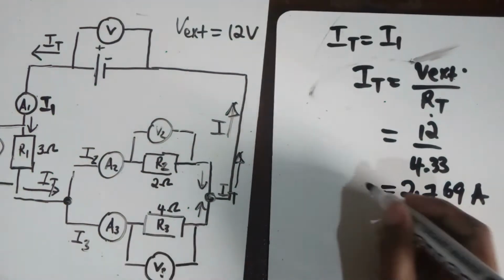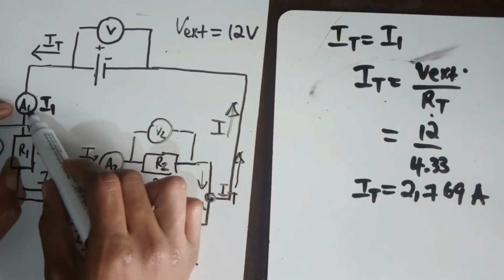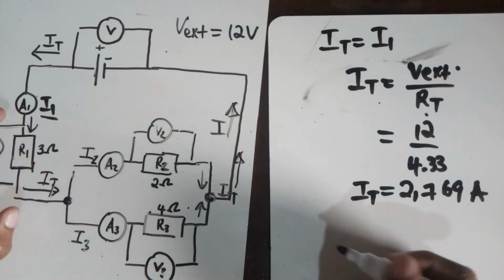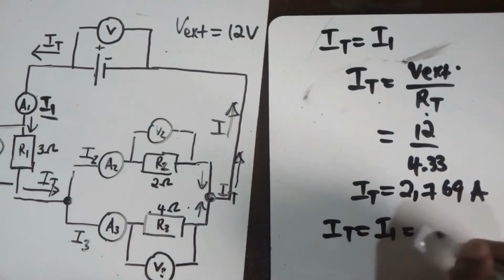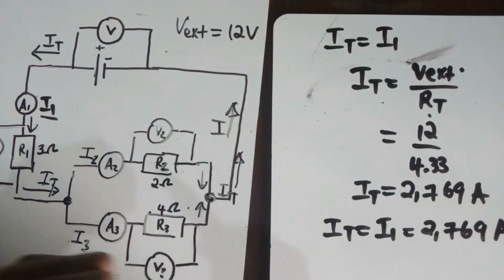But now we found IT. We're not really looking for IT. We're looking for the current through this ammeter A1, right? So we know that because they are in series with each other, IT will actually be equal to I1, which is equal to 2,769 amperes. Okay, so I hope that makes some sense.